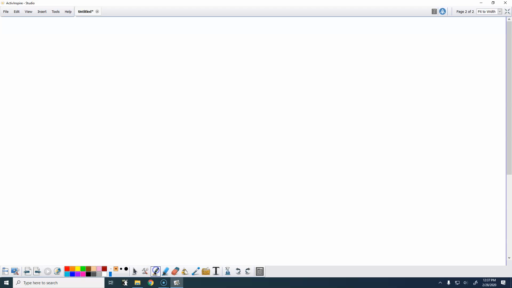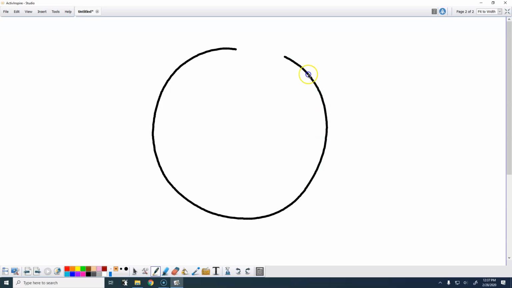So I don't want you guys to write this, but I would like you guys just to kind of mentally participate with me for a minute. So this is a circle. And then this is the center of the circle. And when you draw a line from the center to the side, what do we call that? That's called a radius.